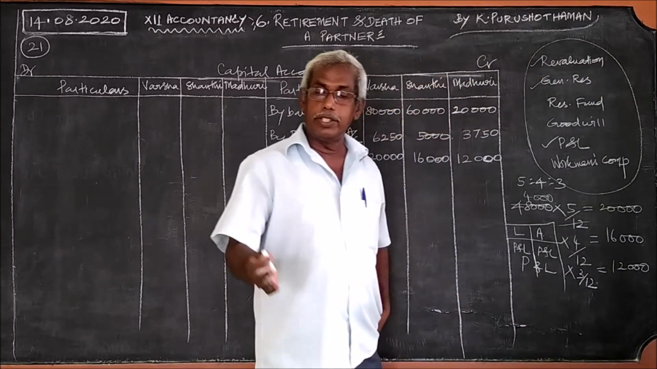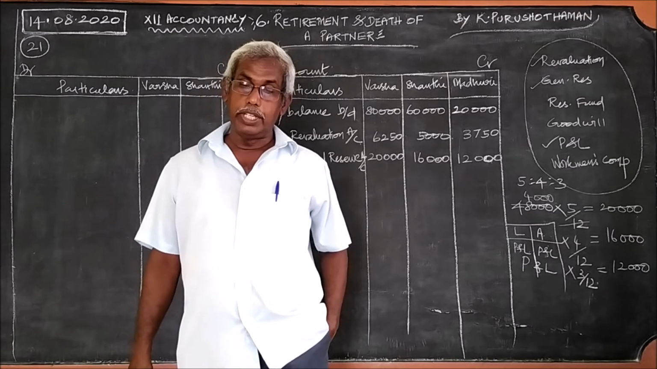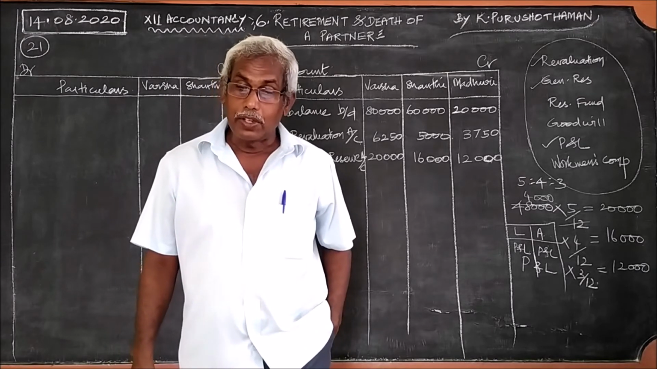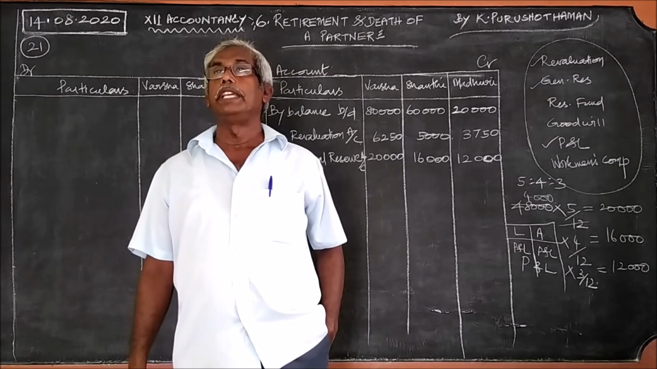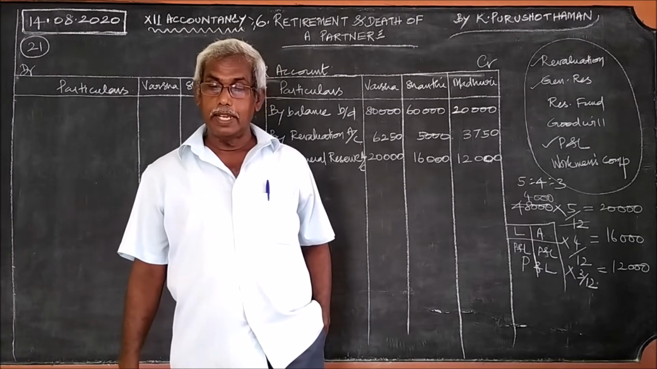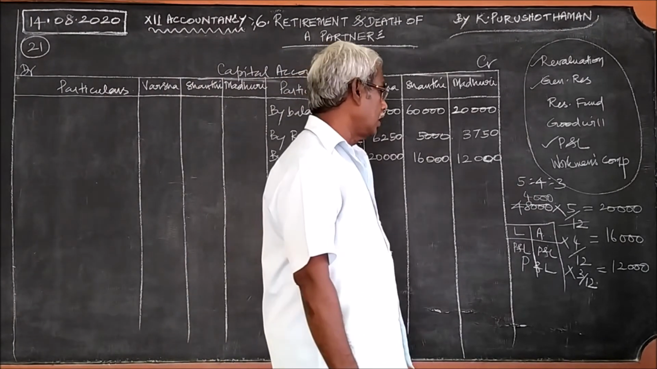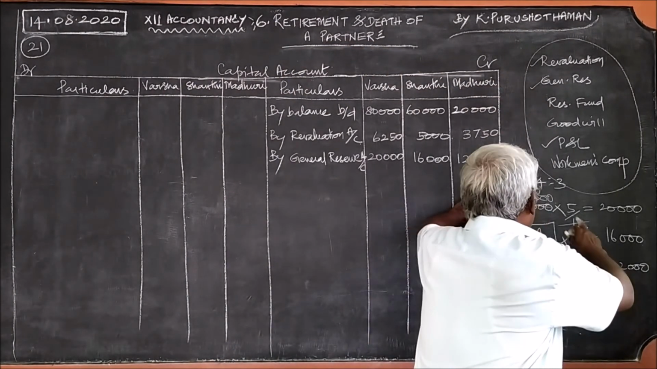Here it is given on the asset side. In the book also it is given as a loss in the bracket. It need not be given, but it is given luckily for you. It is given as a loss. It is 12,000. So that 12,000 should be divided among the partners in the ratio.